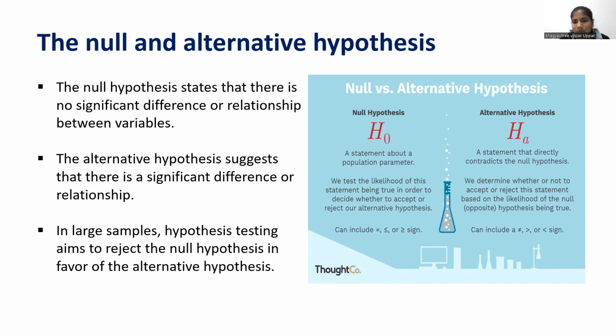We test the likelihood of this statement being true in order to decide whether to accept or reject our null hypothesis. We determine whether or not to accept or reject this statement based on the likelihood of the null hypothesis being true. The null can include equal to, less than or equal to, greater than or equal to signs. The alternative can include not equal to, greater than or less than signs.